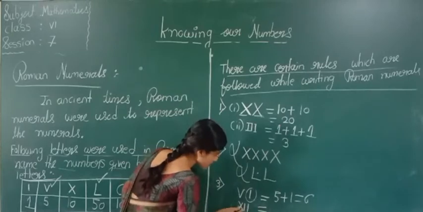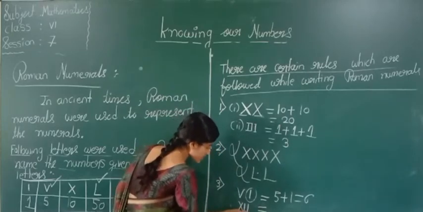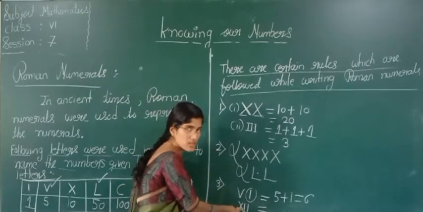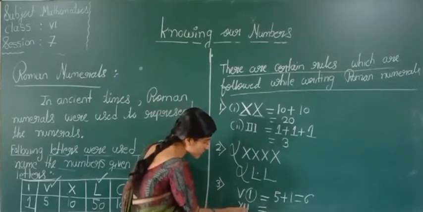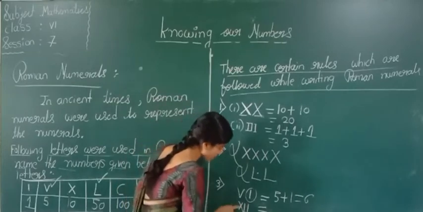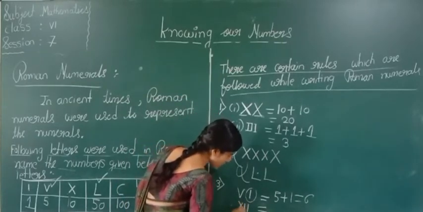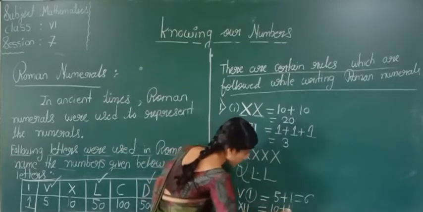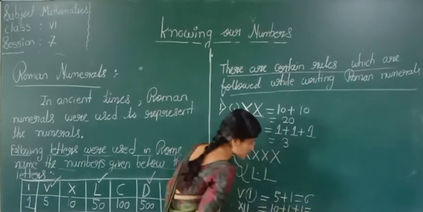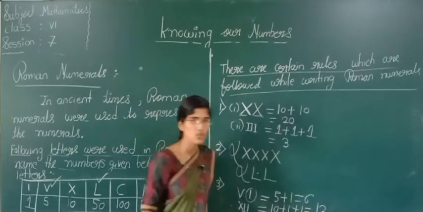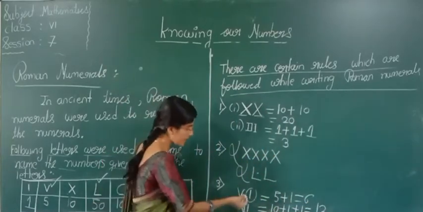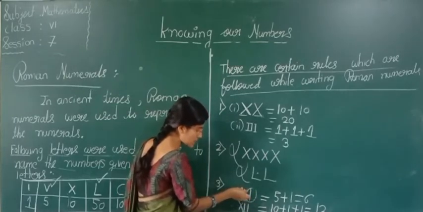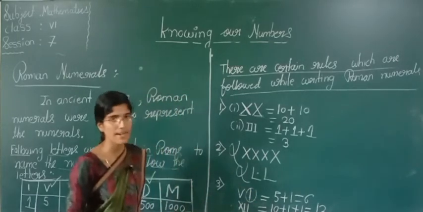We'll take one more example. Here a smaller symbol is written to the right of a larger symbol, so its value is added. This X value is 10, and the value of I is 1. 10 plus 1 is 12. In short, if you write the smaller symbol to the right of a larger symbol, then its value is added.